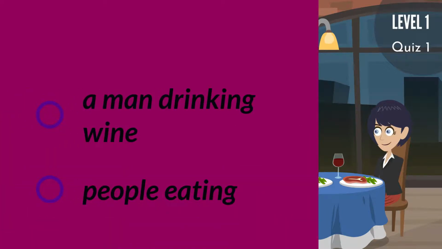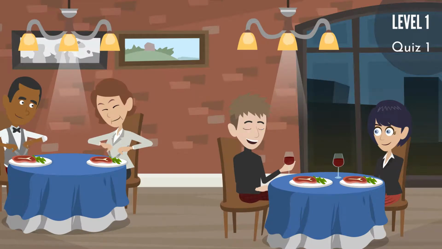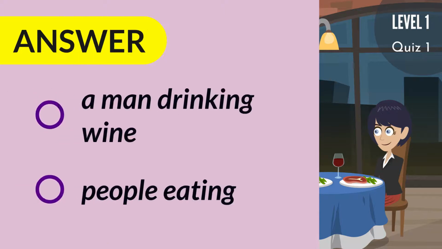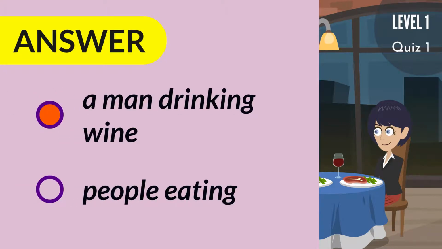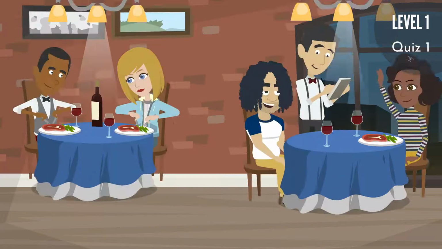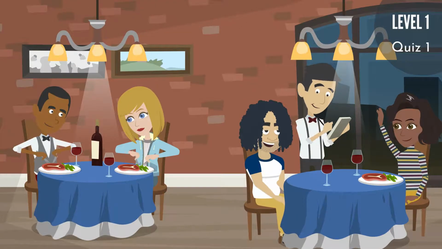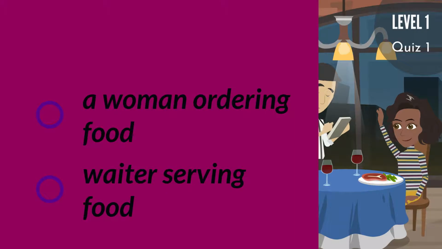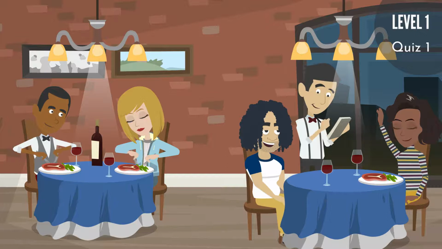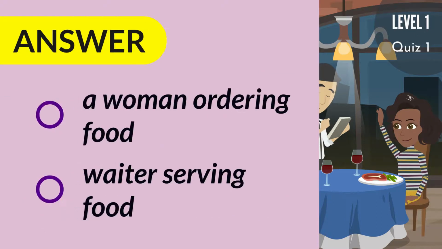Number 6. A man drinking wine, or people eating? The correct answer is a man drinking wine. Number 7. A woman ordering food, or waiter serving food? The correct answer is a woman ordering food.